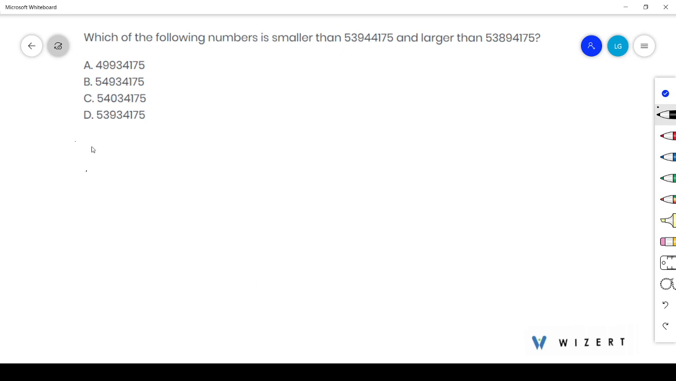Our question is, which of the following numbers is smaller than 53,944,175 and larger than 53,894,175?